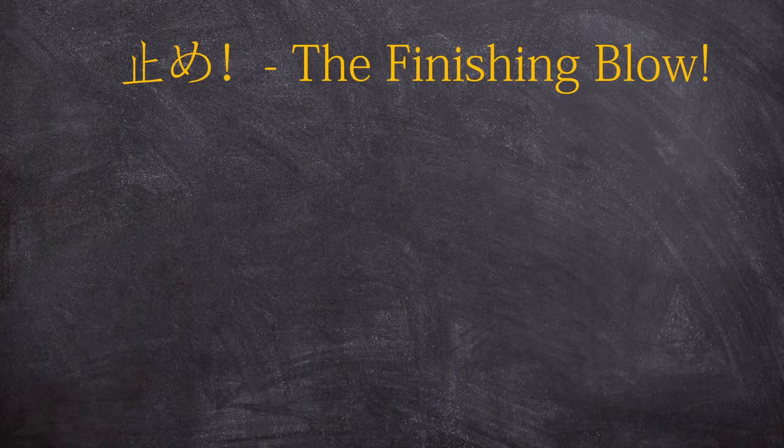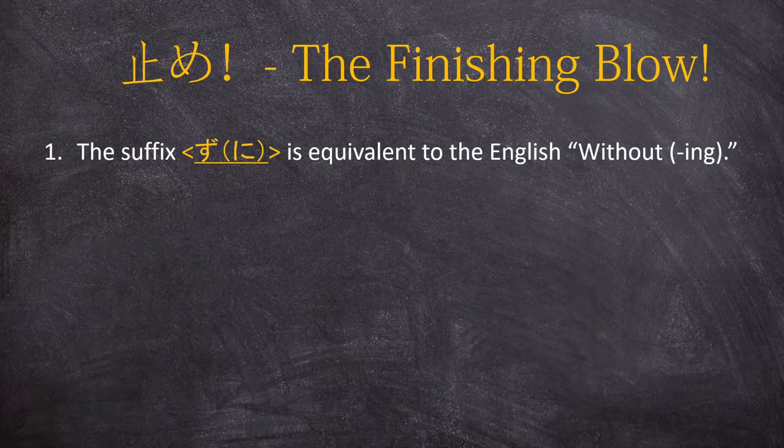And now is the time to deal the finishing blow to our lesson today, or to be more precise, to the zu ni suffix. We have learned that zu ni is equivalent to the English "without doing something," that it is always attached to the irrealis stem, known more popularly as the nai stem, and that it basically means that a certain action, or action B, has been achieved without performing a certain other action, or action A, if you would like to follow the pattern that I have set throughout our examples.